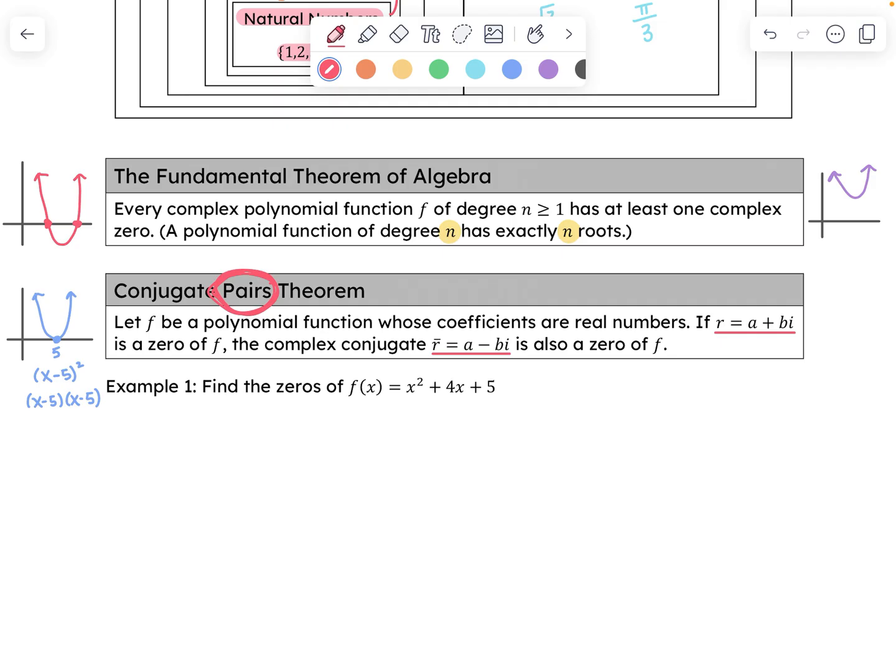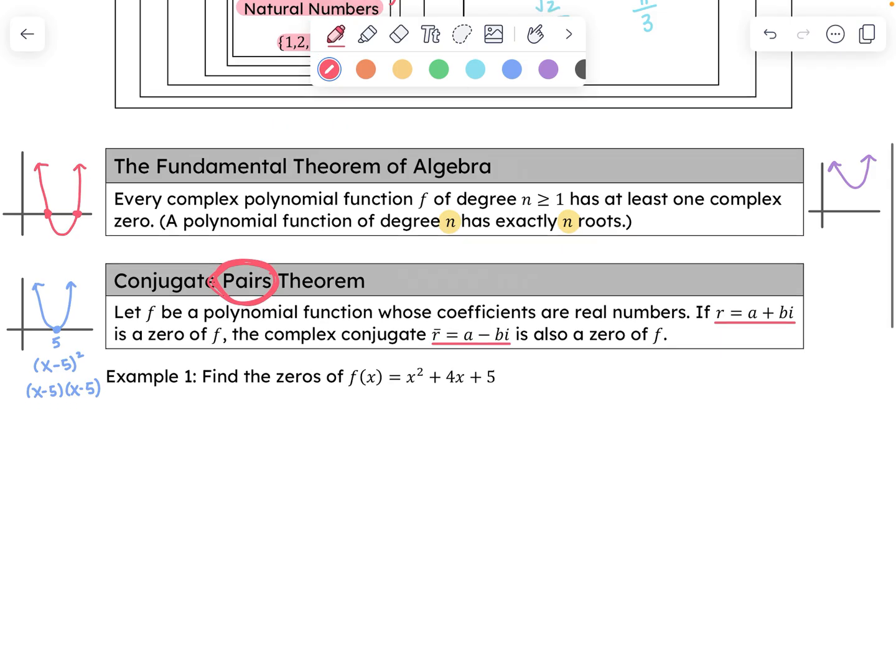So the nice thing about that is that whenever you know you have a complex zero, you know you've got at least 2 of them. They're always going to come in pairs. You're always going to have an even number of complex zeros. So let's look at some examples and see what this looks like.